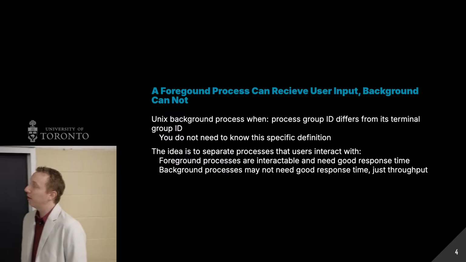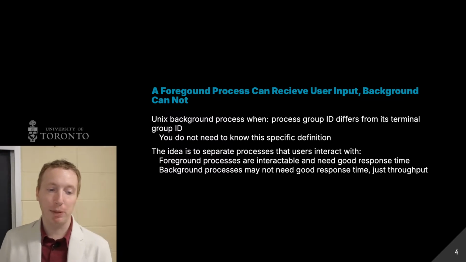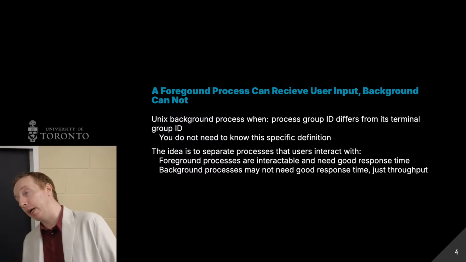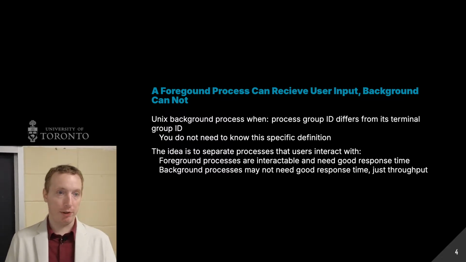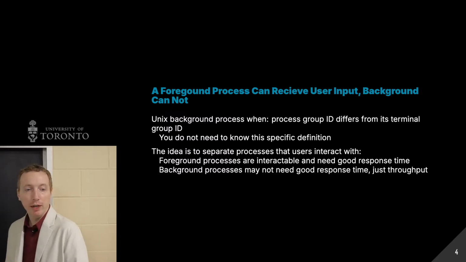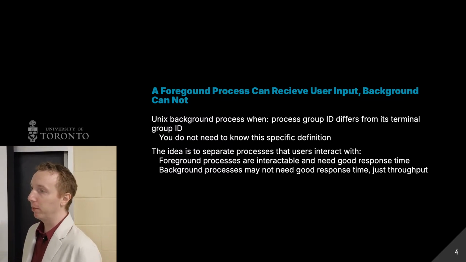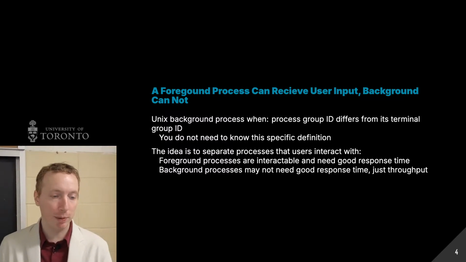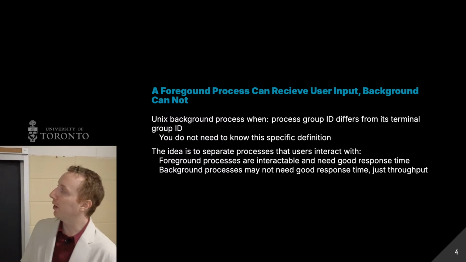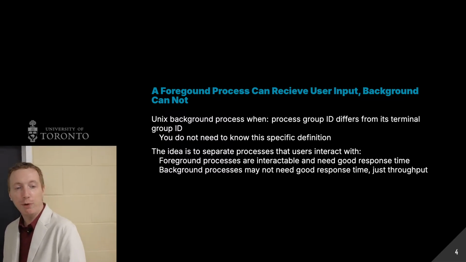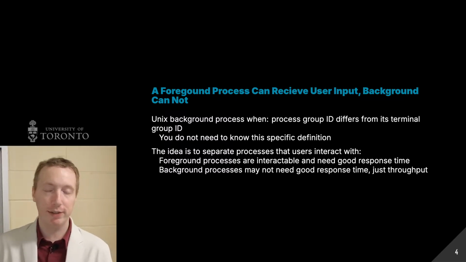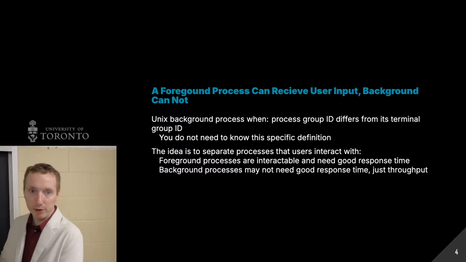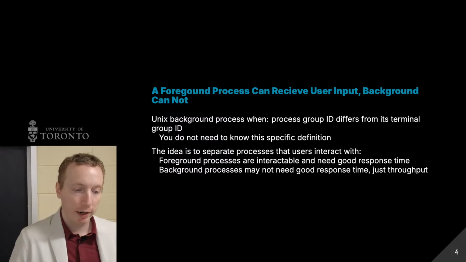So another way to divide processes might be, well, some processes might want good interactivity because you're interacting with them as the user. Some might be in the background just doing some computation, so you don't really care about interacting with it. You just want it to finish as quickly as possible. So you might divide your processes into something called foreground processes and background processes. Basically, foreground can receive user input, background just run in the background.